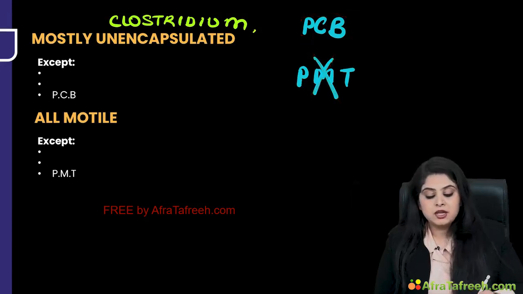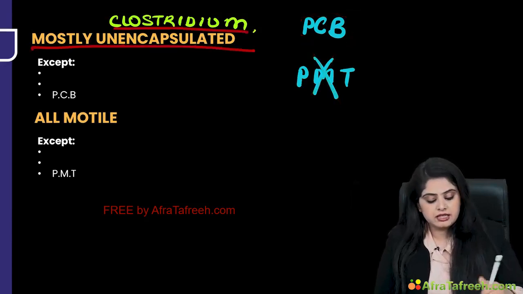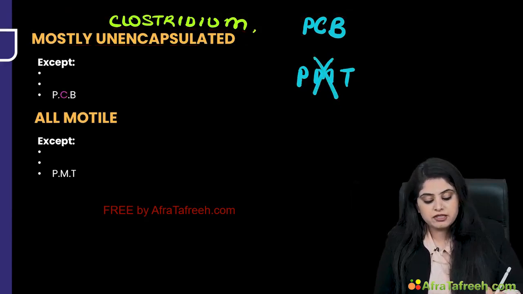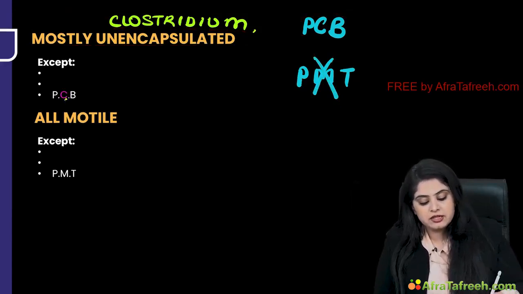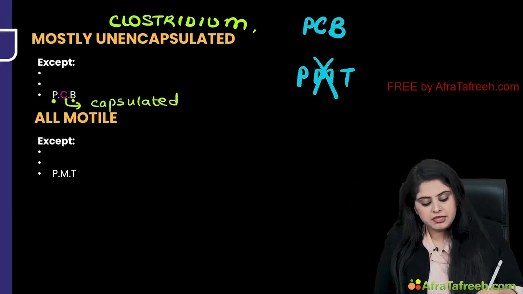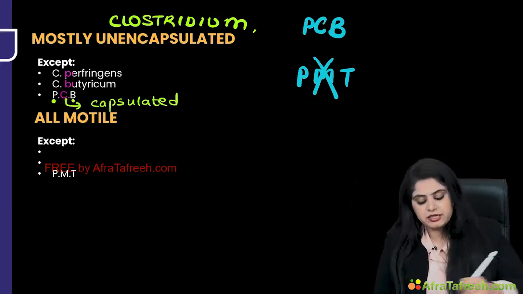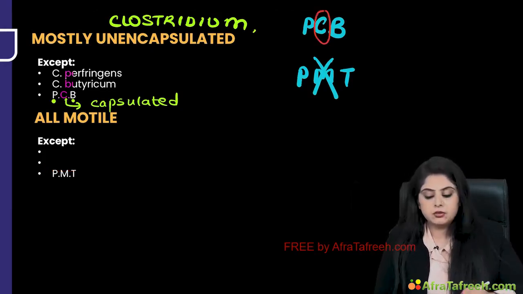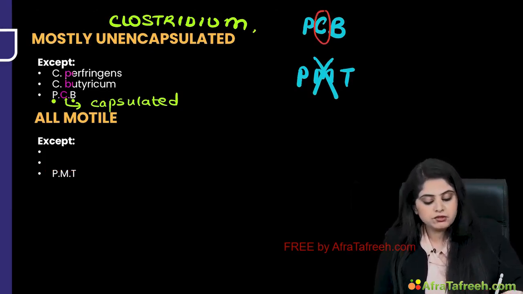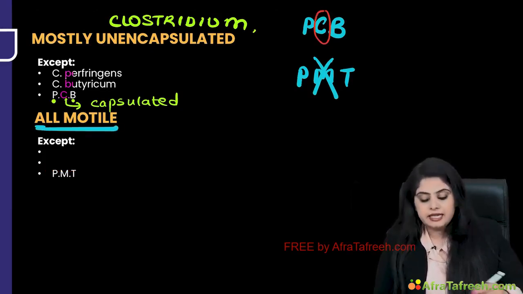Now listen to me. Most of the Clostridia are unencapsulated. However, which are the ones which are C for capsulated? Which are the ones which are C for capsulated? You will say, ma'am, P and B. That means we have perfringens and butyricum. Perfringens and butyricum are going to be capsulated. Simple. Which are the ones which are capsulated? Perfringens and butyricum.